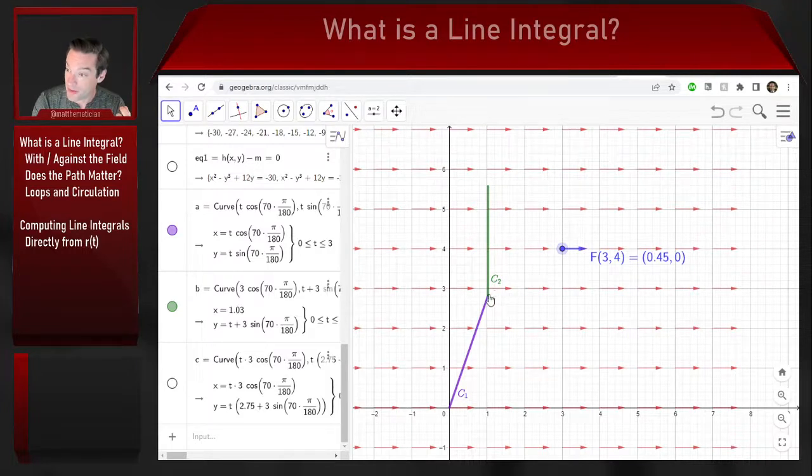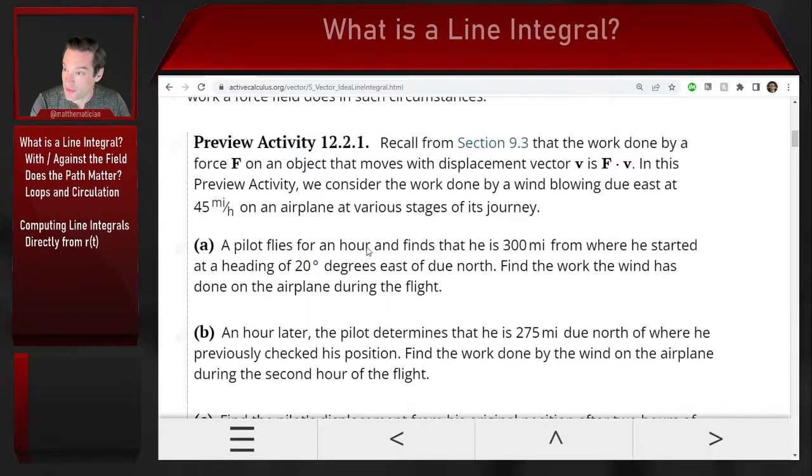And then the second part is how much work does the wind do on the airplane during the second leg of the journey, where the airplane is flying due north. One of these is much quicker to answer than the other, but let's open up that preview activity in your activity streams and get started.